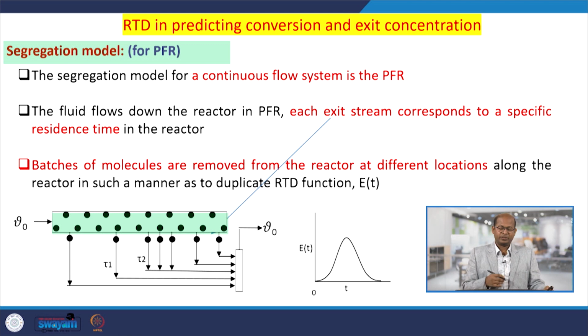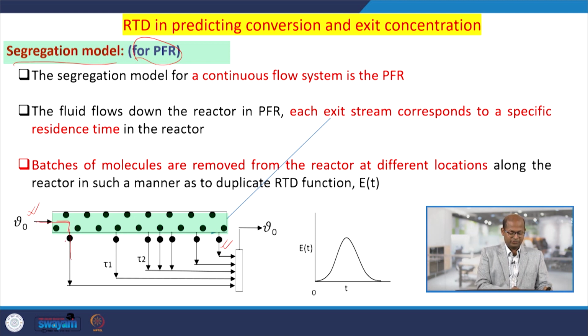Okay. So, if we consider a plug flow reactor for the segregation model, it would be much more clear for you. In the segregation model we have considered a continuous flow system of a plug flow reactor, and in that plug flow reactor this is the exit and this is the inlet. Here the volumetric flow rate is v naught, for the inlet and outlet points. So, reactant molecules pass through this reactor.